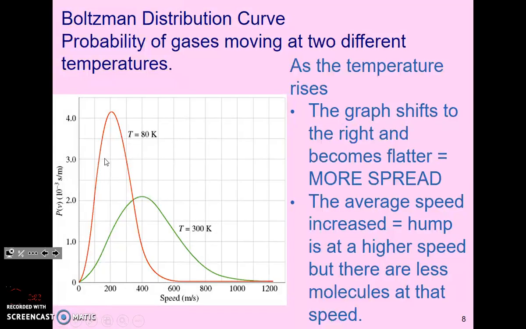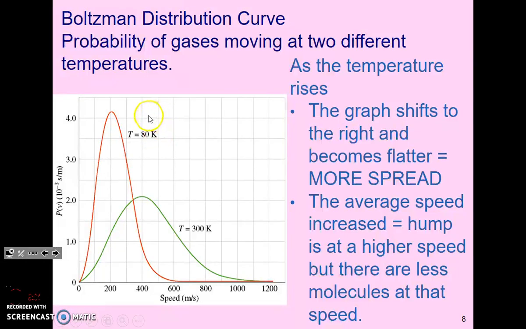This is the Boltzmann Distribution Curve. And what it shows is we have two gases at two different temperatures. What's important to realize is the number of particles in each sample is the same. We have number of particles on this axis and speed on this axis. And what this graph shows you is the number of particles moving at each speed.